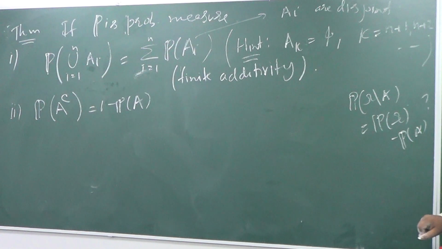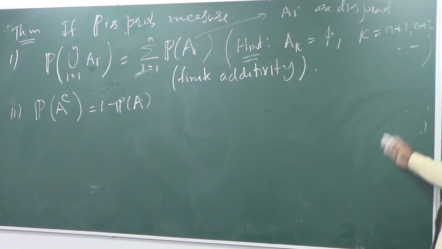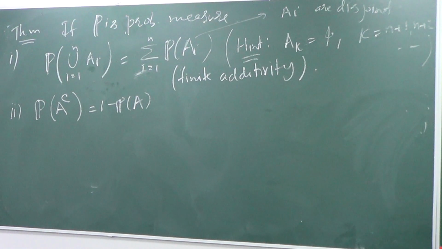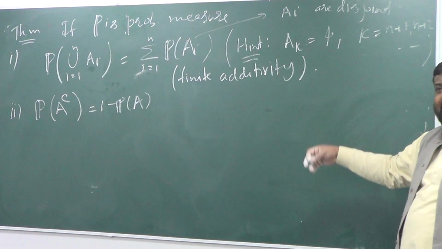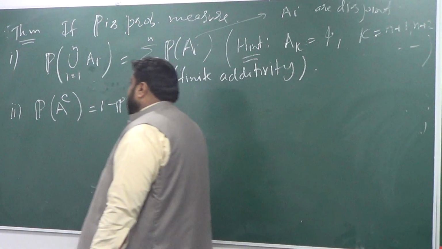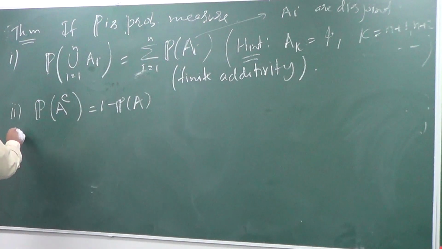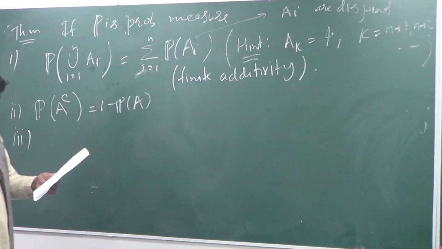The good thing is that omega is A union A complement. So when you apply a probability measure on both sides, you use the first property and there you go. A few of these properties.